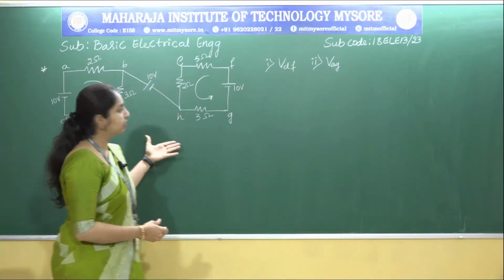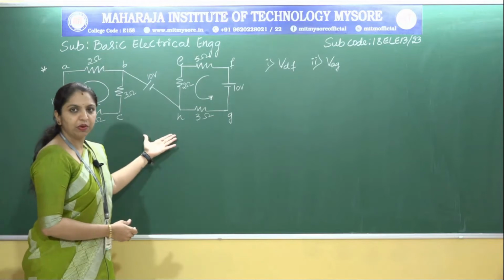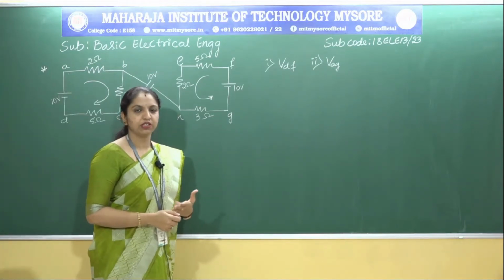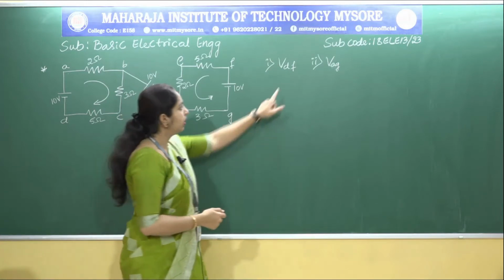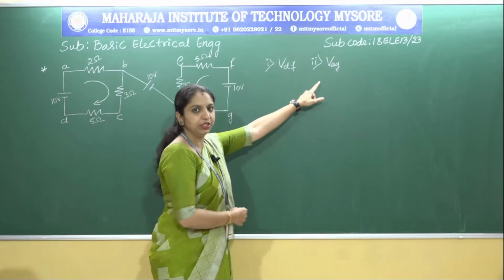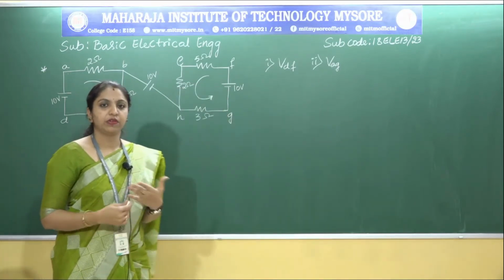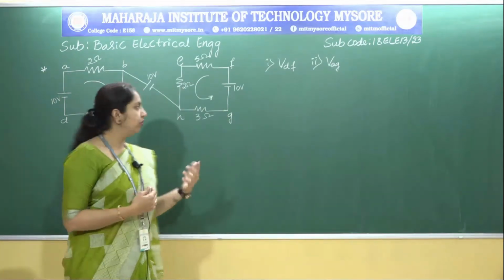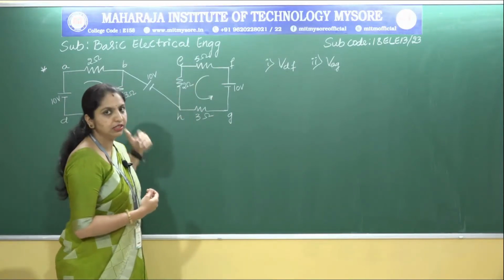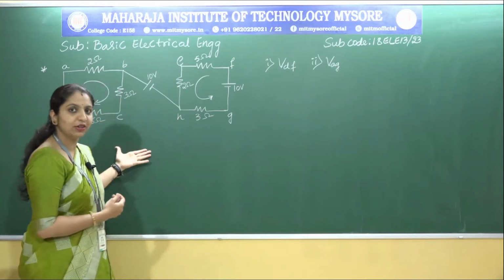In this problem, the circuit is provided and we need to find out the potential difference, or the voltage, between D to F, and the voltage between A to G. So initially, to find the voltage between D to F, we need to find out the currents, what current passes through these resistors. So look at the circuit here.